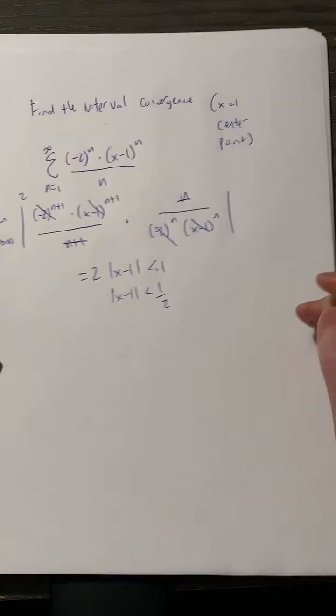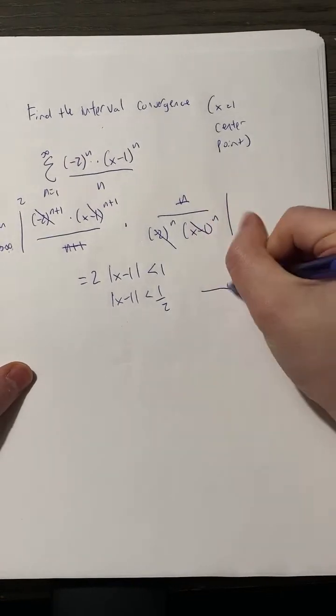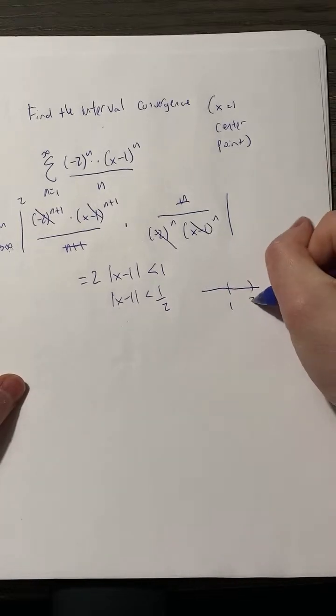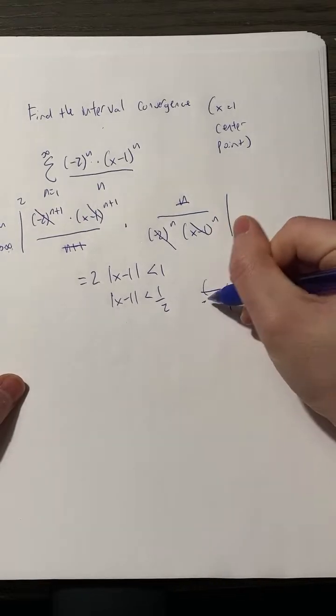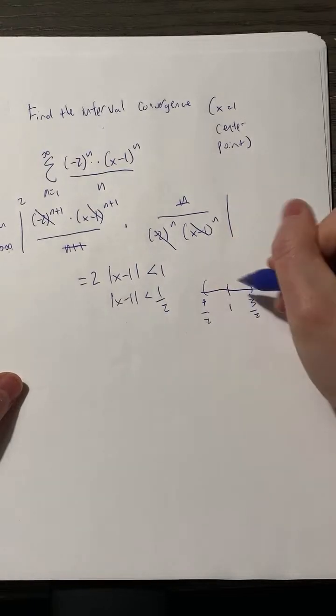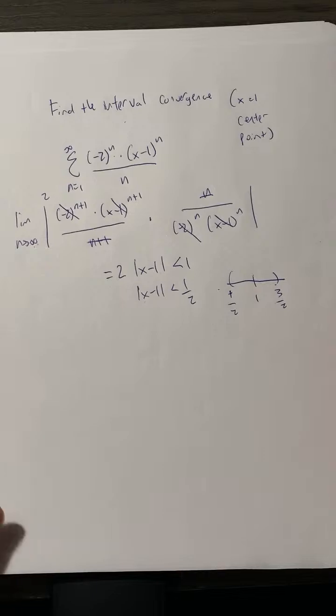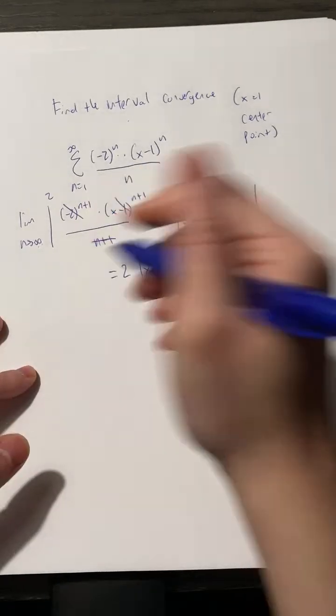This allows us to draw our little picture here, so let's do that. Center point is 1 again, and then you add 1/2 and subtract 1/2. I think that's going to be 3 halves and then 1/2, sorry. Add 1/2, subtract 1/2. Now for the fun part, or the most annoying part, plugging them in.